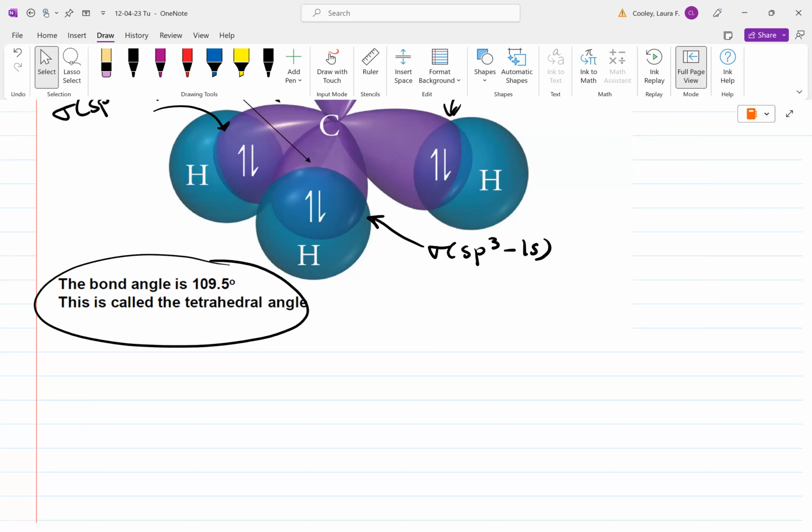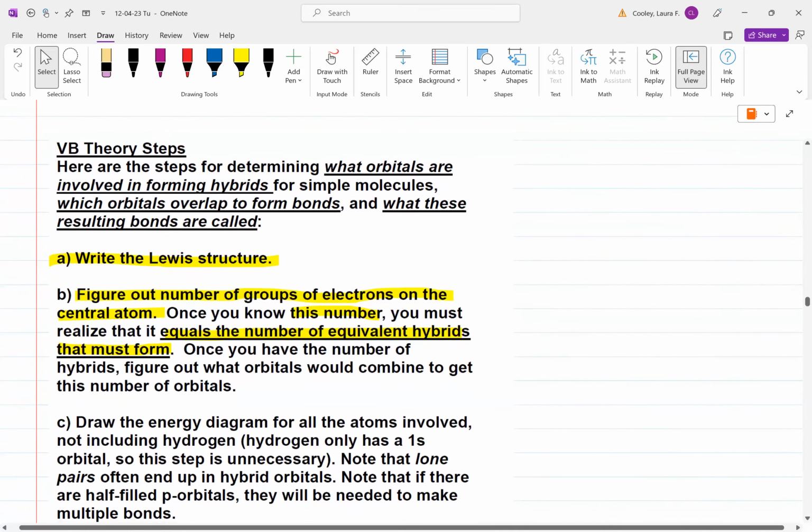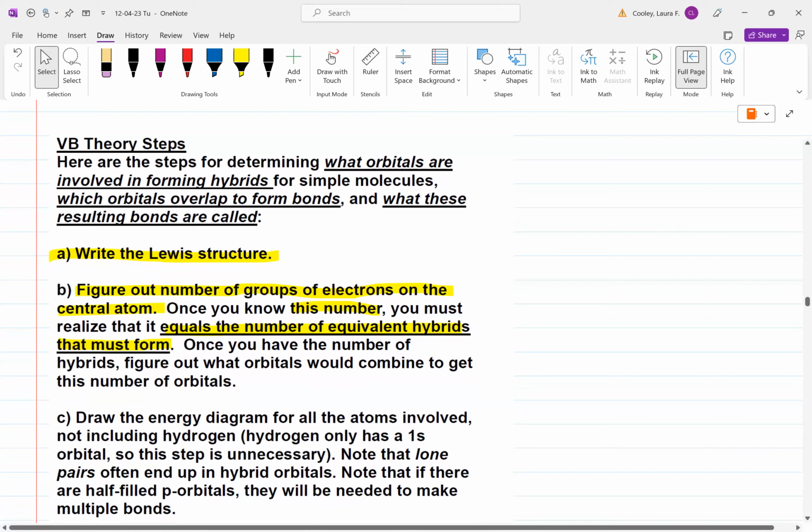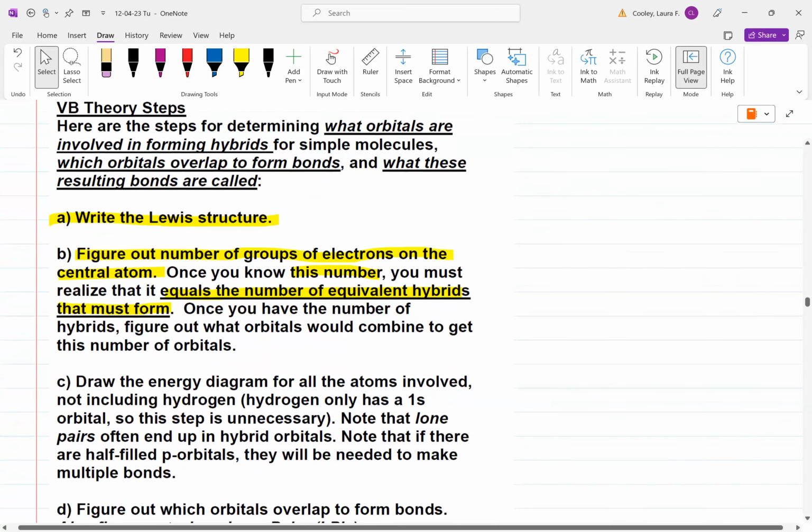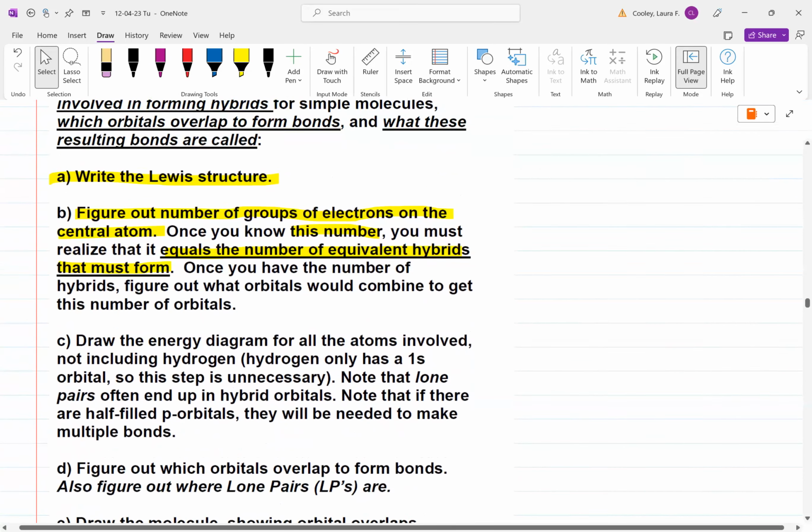Okay. So now we're ready to do a slightly more complicated molecule. And you have this sheet as well. I think it's a handout I gave out last time. Oh no, it's in the new one. On the 3rd page, you have these valence bond theory steps. Okay. And we're going to work our way through these for a simple molecule.